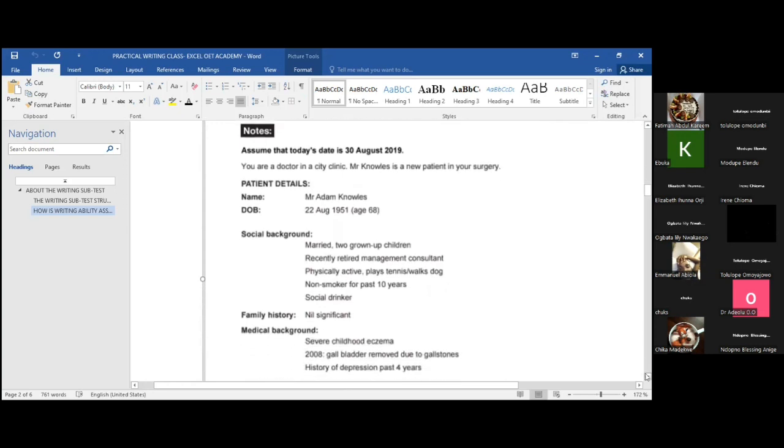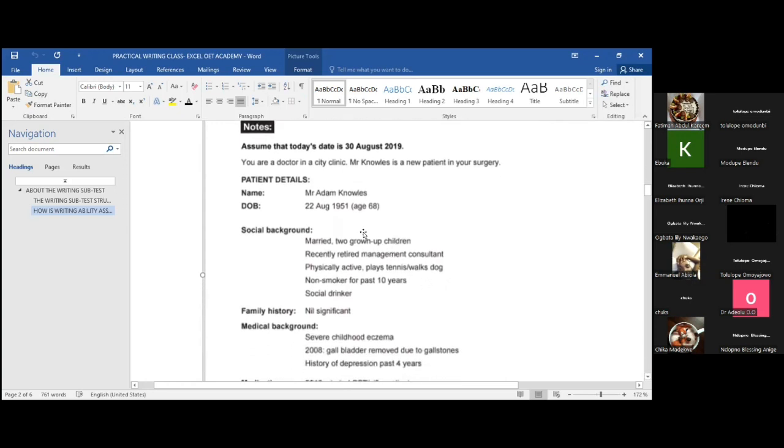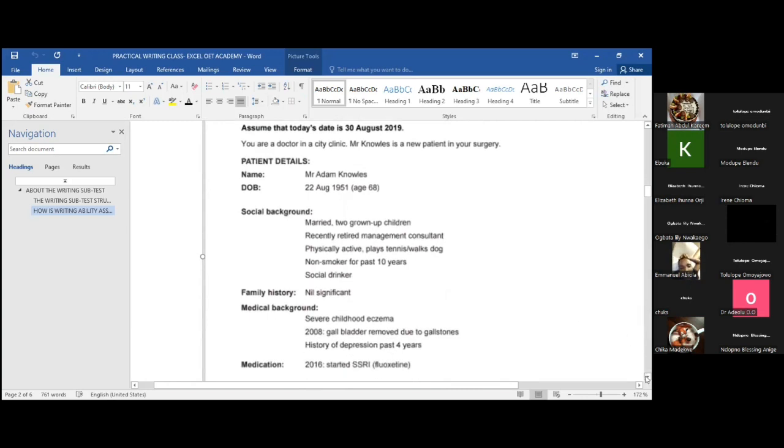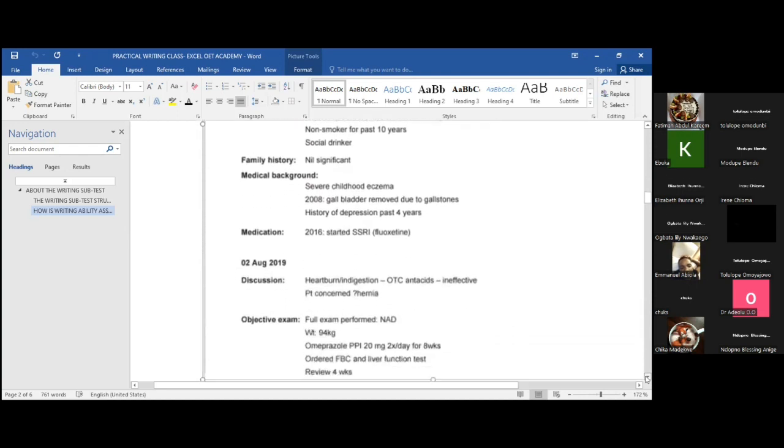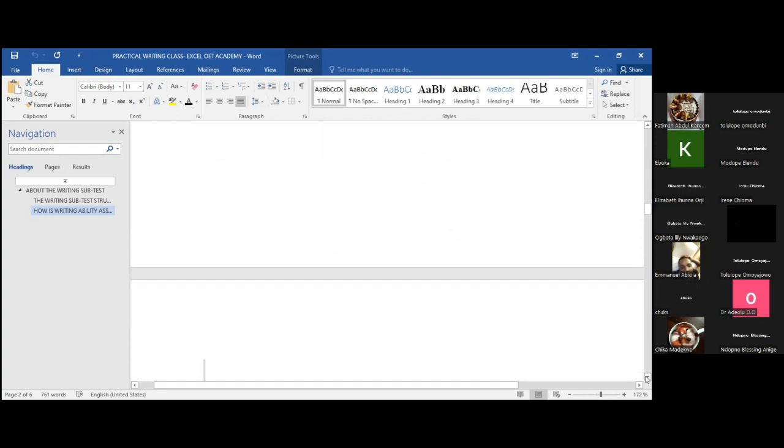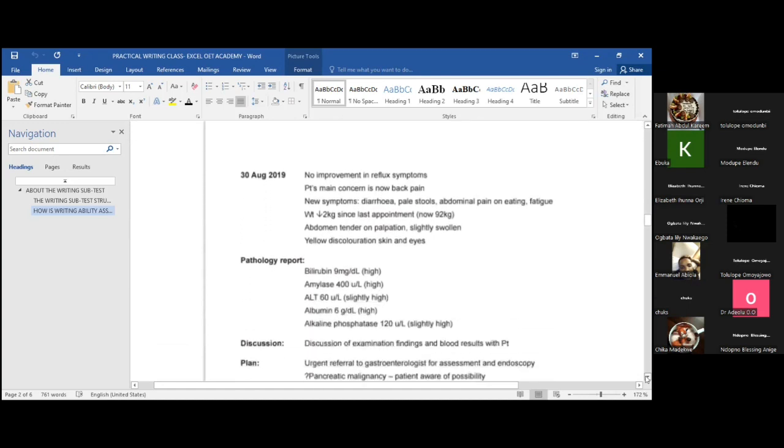Now, they give you a social background, as you can see: married, two grown-up children and so on. But let me just go down quickly, because when you get the case notes, all these things are not so important at first. You first have to scroll down and ask, what are these people telling me to do? I need to be sure. Is it a referral letter? Is it a discharge letter? So I'm scrolling down.